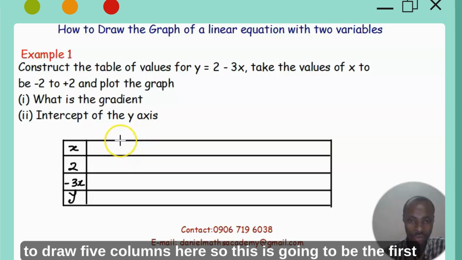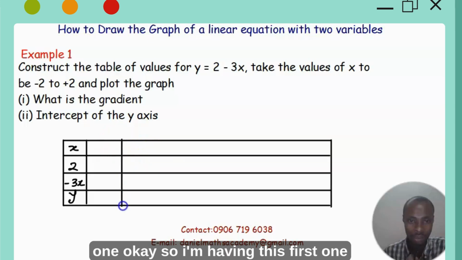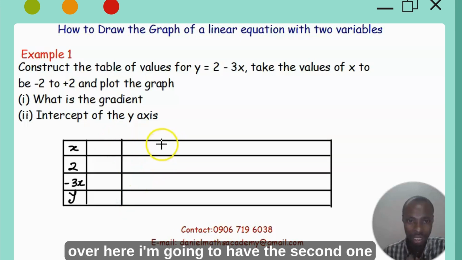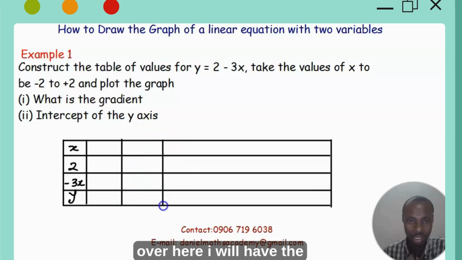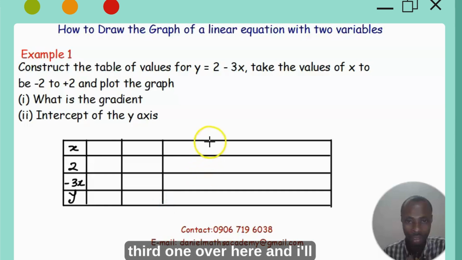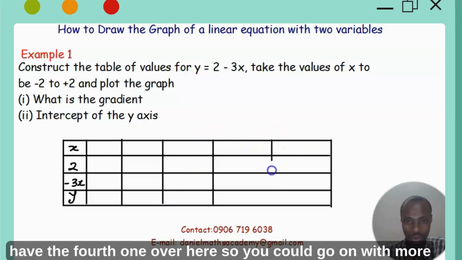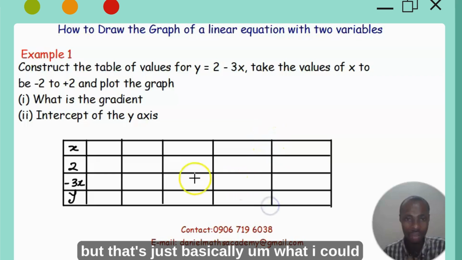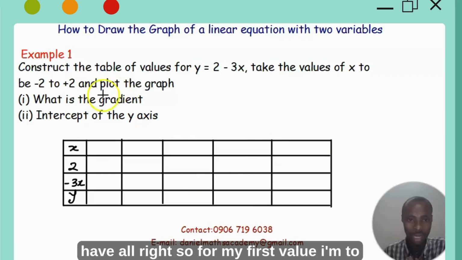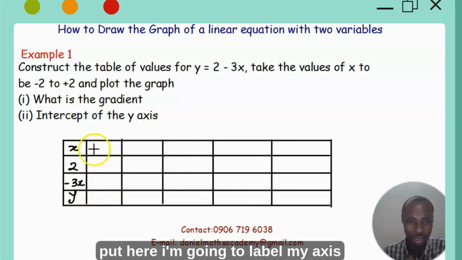So this is going to be the first one. Okay, I'm having this first one over here. I'm going to have the second one over here. I will have the third one over here, and I will have the fourth one over here. So you could go on with more, but that's basically what I could have. All right, so for my first value, I'm going to label my axis.